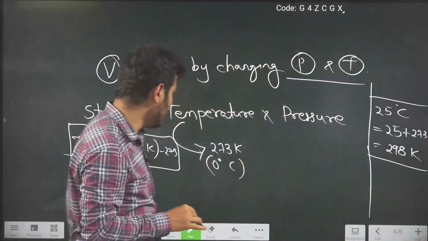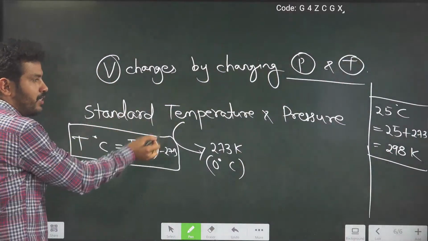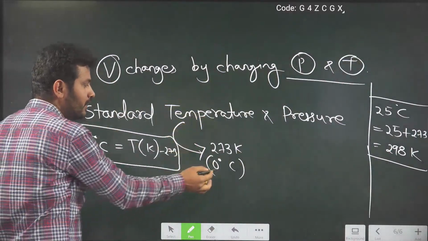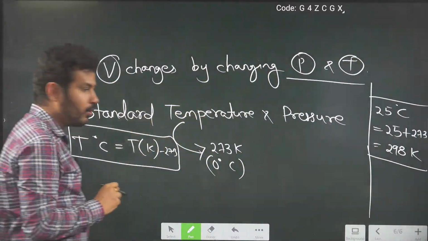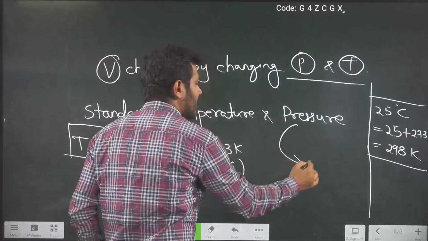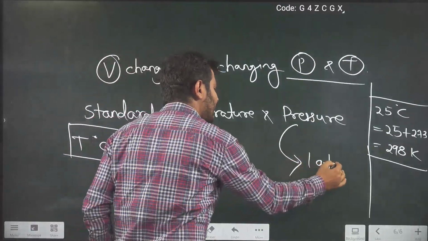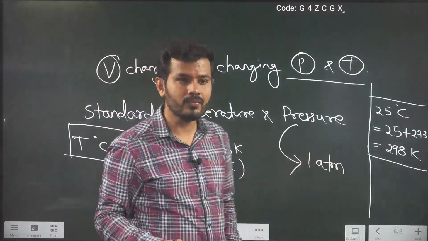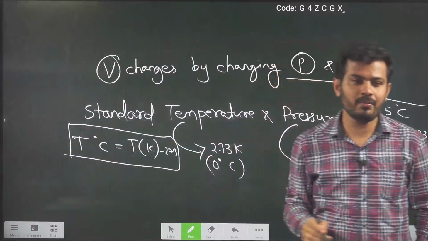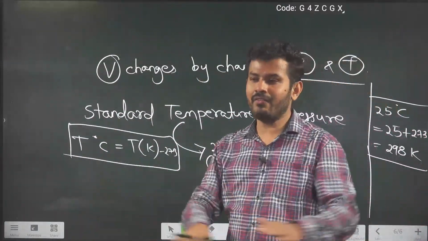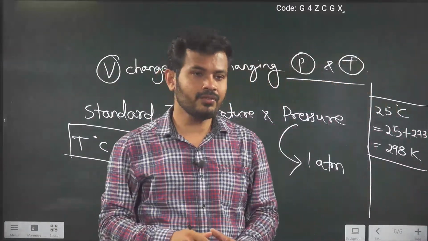Okay, now my point is, standard temperature and pressure. What is the standard temperature? 273 Kelvin. And what is the standard pressure? Standard pressure is 1 atm, 1 atmospheric pressure. The standard pressure is 1 atm pressure. Means whatever the pressure we have on the surface of the sea.